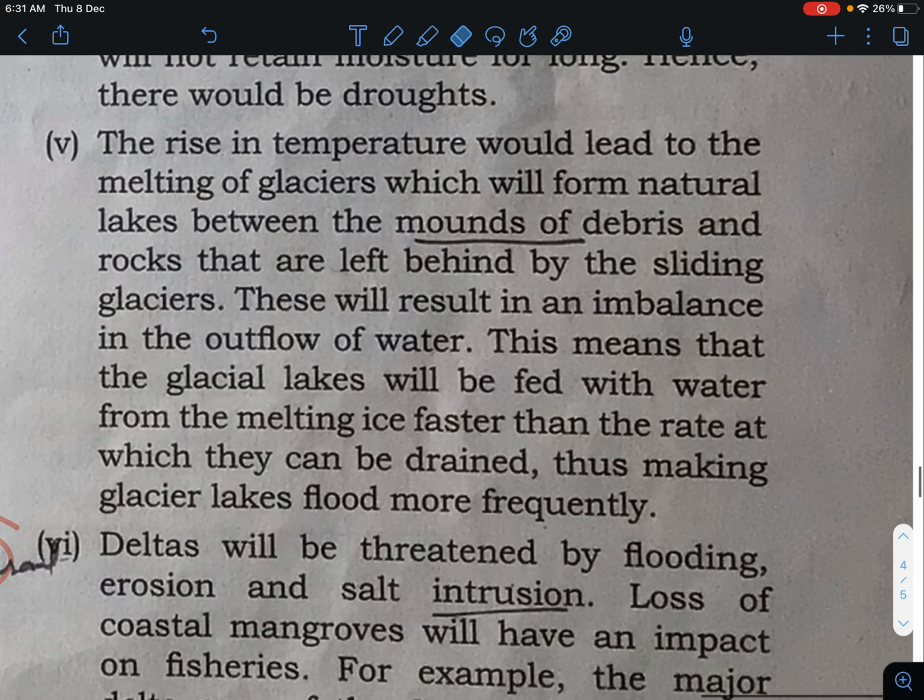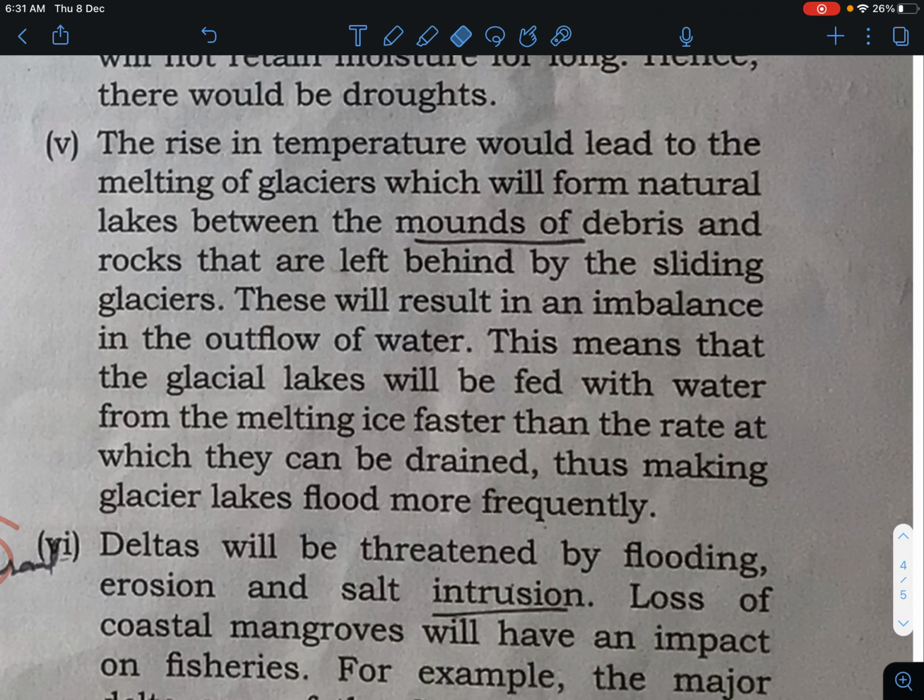Now our next point is that a rise in temperature would lead to melting of glaciers. If there is an increase in temperature, the melting of glaciers is going to happen, and it will form natural lakes between the mounds of debris and rocks that are left behind by the sliding glaciers. So there is a chance for the formation of lakes. The debris and rocks left behind by the sliding glaciers will result in an imbalance in the overflow of water.